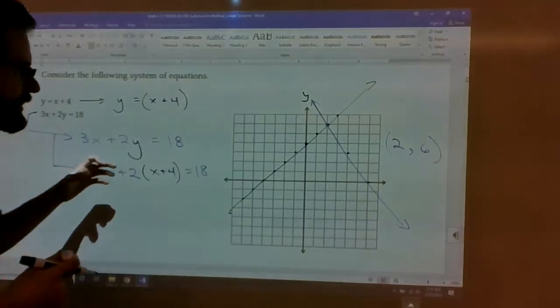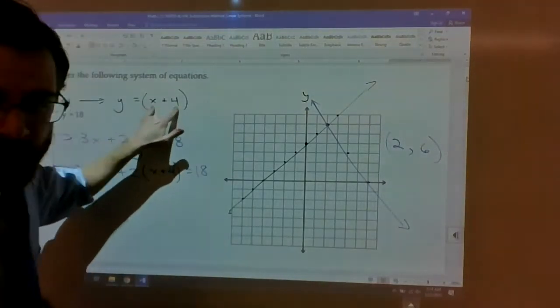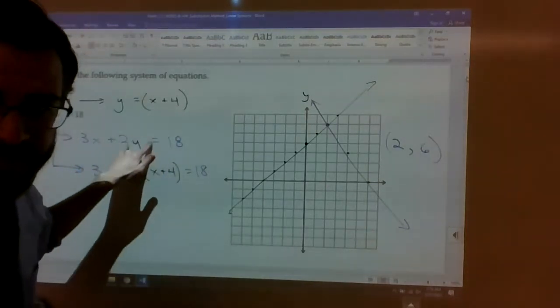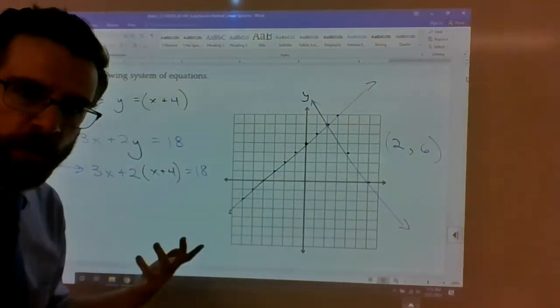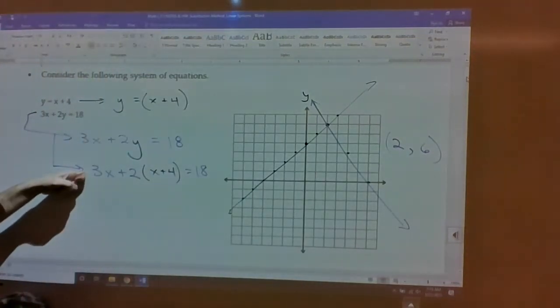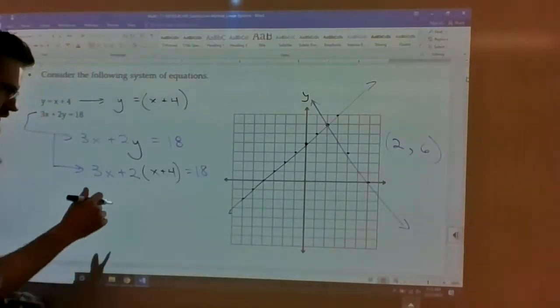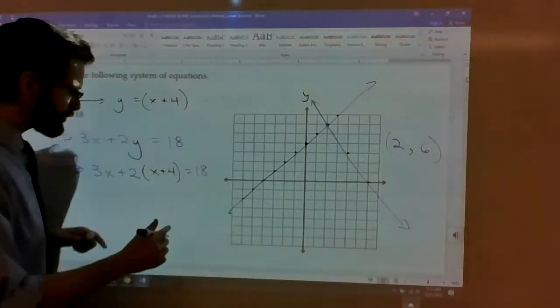Now what I did here was I substituted the x plus 4 from the first equation in place of the y in the second equation. And what that substitution allows me to do now is to solve an equation. We're back to Chapter 2, solving equations. How do I solve equations? You get rid of parentheses using the distributive property.